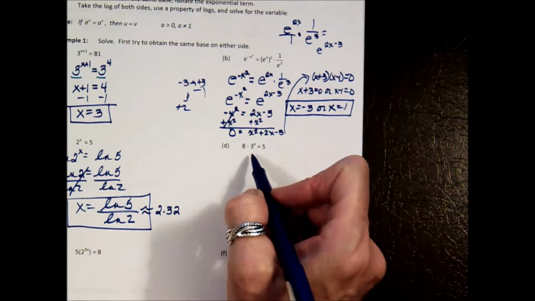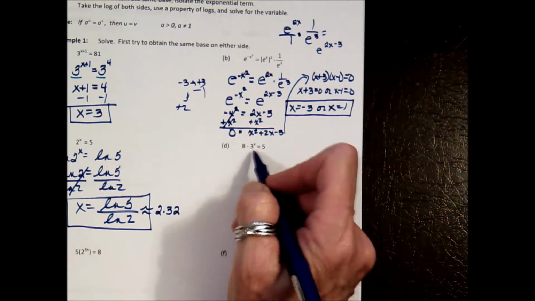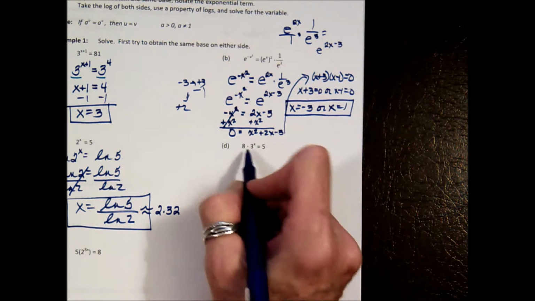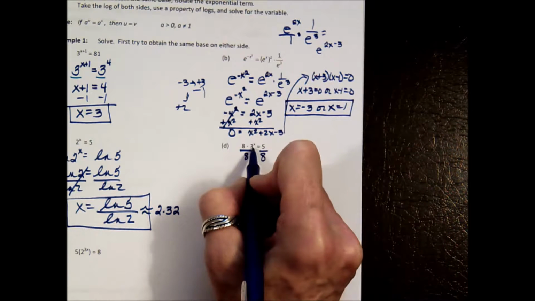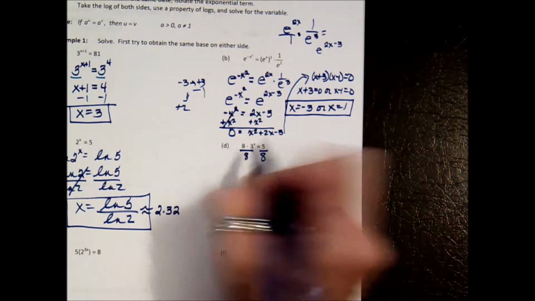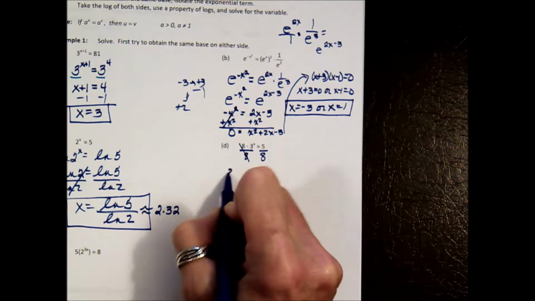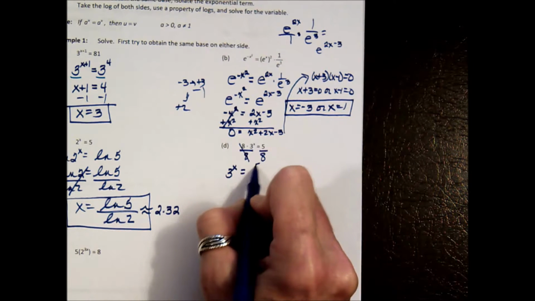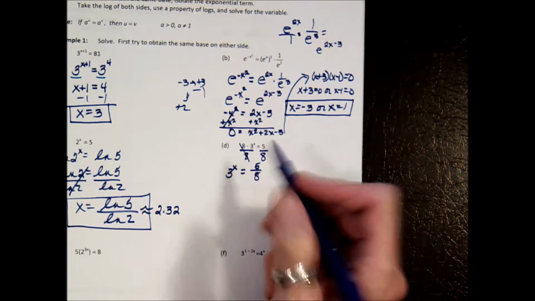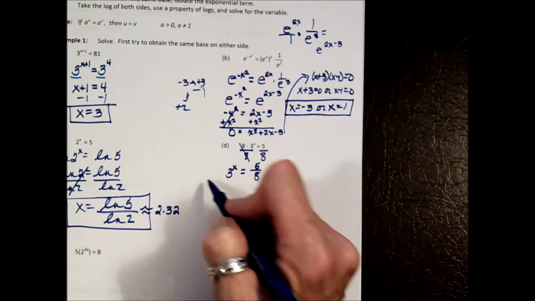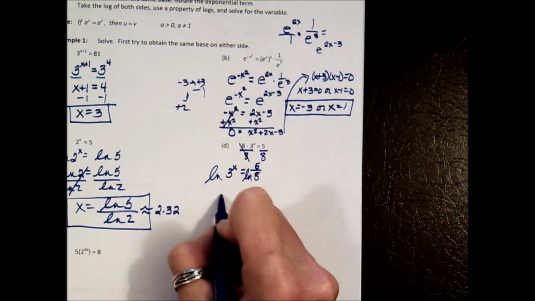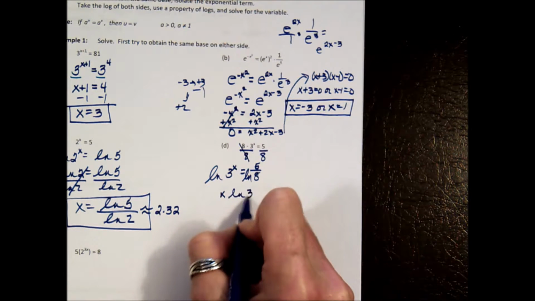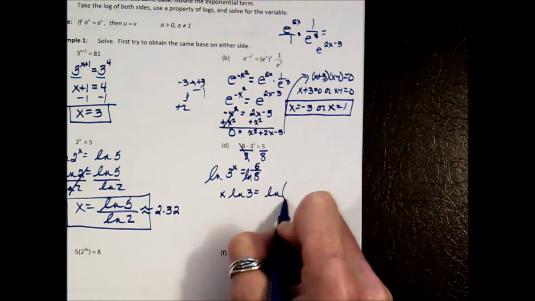Let's look at this one. I can't get a 5 to be a 3 to some power, and there's an 8 in the way. So the first thing I have to do is isolate the exponential term. So that gives me 3 to the x equals 5/8. I definitely can't get those to the same base, so I'm going to take the ln of both sides and then bring the x down. So I have x ln of 3 equals ln of 5/8.